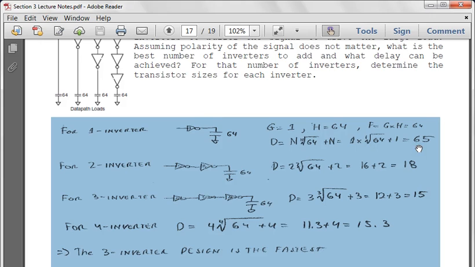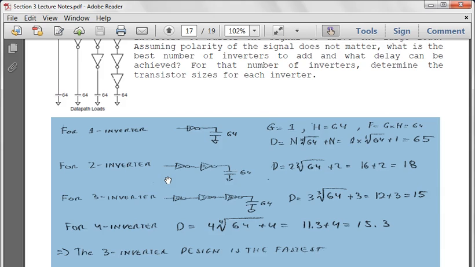For 2 inverters, we have the same thing. G equals 1. H is 64 over 1, just like before, because we can do X over Y, Y over 1. So this becomes 2 times the square root of 64, plus 2, because each inverter has a parasitic delay of 1. Therefore, the square root of 64 is 8, 8 times 2 is 16, plus 2 is 18.